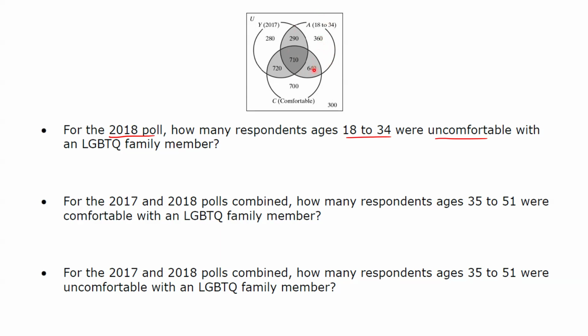So we're looking at 360 and 640, and they were uncomfortable. So that means they're not comfortable. So we must not be within the comfortable subset. So that would be 360.